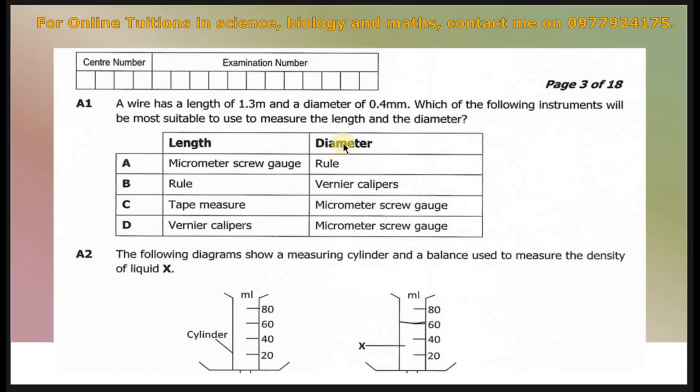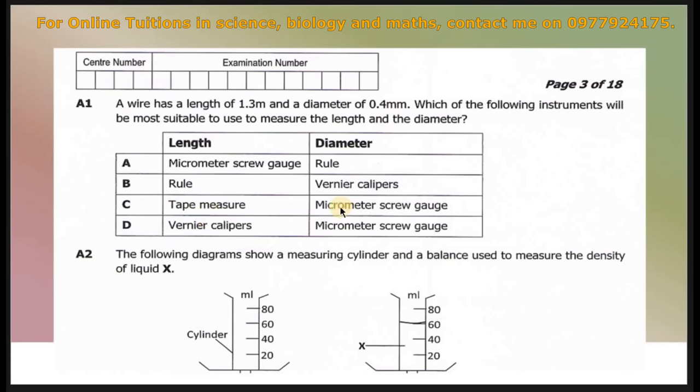Now, when we shift here, it must also make sense. When we talk of diameter, can we use a rule to measure it? No, because 0.4 is way, way too small for what a meter rule can measure accurately. So a meter rule cannot accurately measure 0.4 millimeters. Then we come to vernier calipers here. Yes, it can measure very accurately. However, because of this other side, this one cannot be an option.